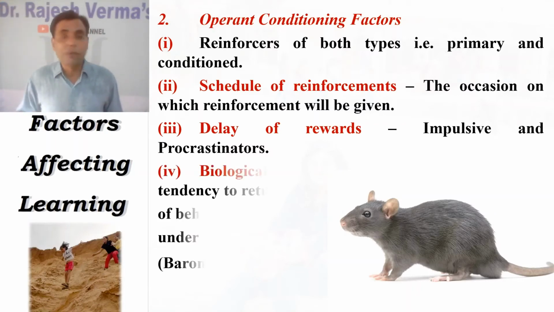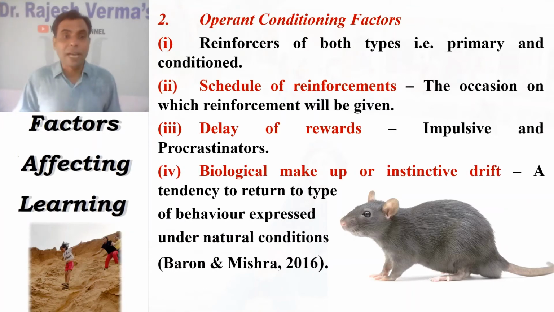So this is a very important factor, that is timing of presentation of reward or the delay of rewards. The fourth one, biological makeup or the instinctive drift. It's a very technical factor that affects operant conditioning. What is that? A tendency to return to type of behavior expressed under natural conditions.